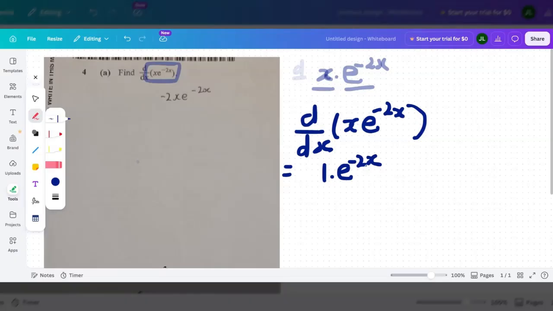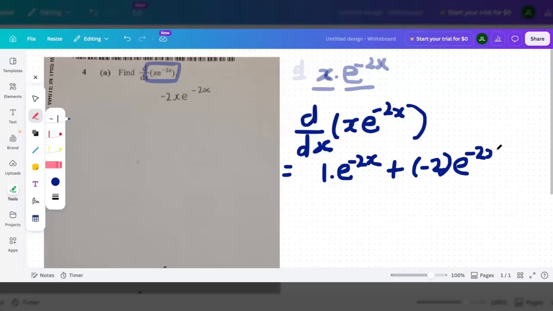The second thing you need to do, in the product rule, is add. The next thing is you need to differentiate this part over here. This is negative 2x, so differentiating negative 2x gives just negative 2. Once you have done that, please repeat the exponential with the power of negative 2x.